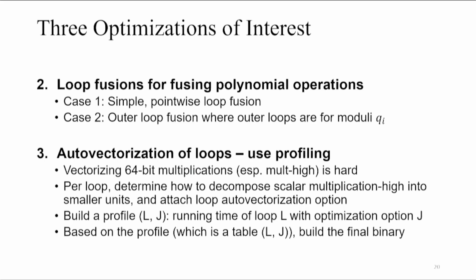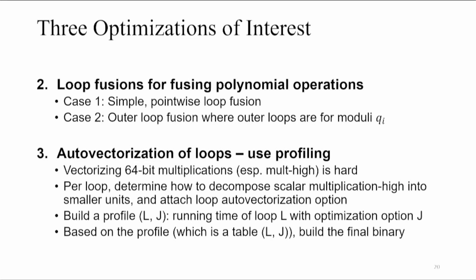And the third optimization is auto-vectorization of loops. This is important because the homomorphic encryption code typically contains a lot of 64-bit multiplication, especially multiplication high operations. In order to do this, we use a profiling approach.